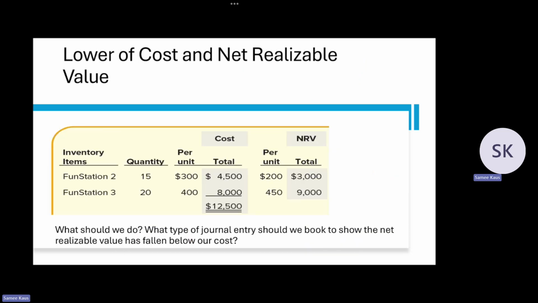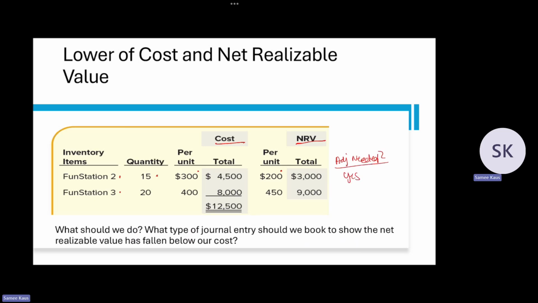So what does something like that look like? This is exactly what I was saying. We are Mario's GameStop, and it looks like we have inventory. We have the Fun Station 2, and it looks like the Fun Station 3 came out during the year. So for the Fun Station 2, I have 15 of these products. I paid $300 for them. And I'm going to stop right there and say, I'm only going to be able to sell them for $200. Right off the bat, that's a problem because my net realizable value has fallen below my cost. So ask yourself, is an adjustment needed?